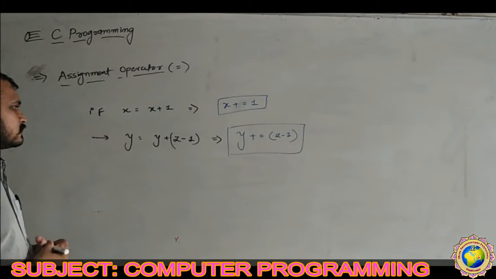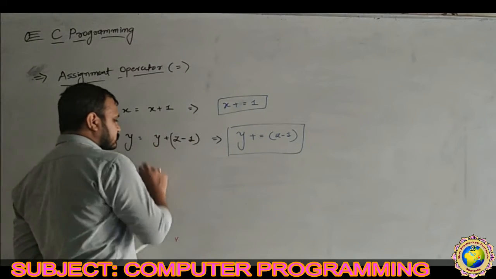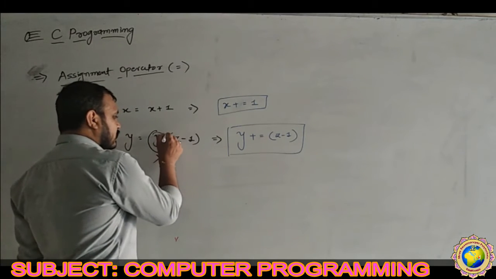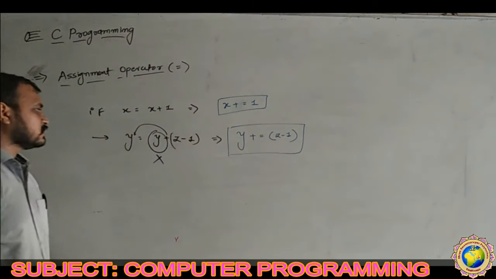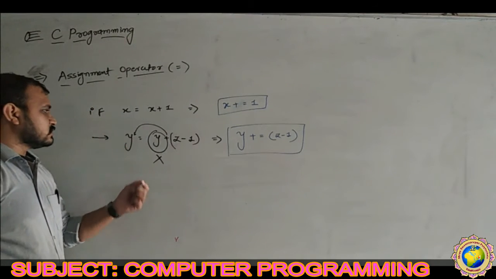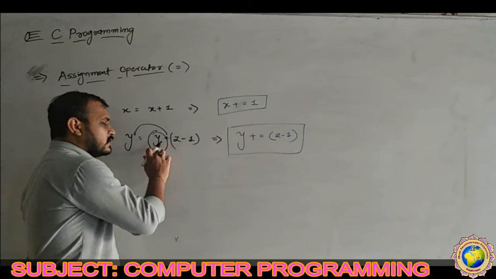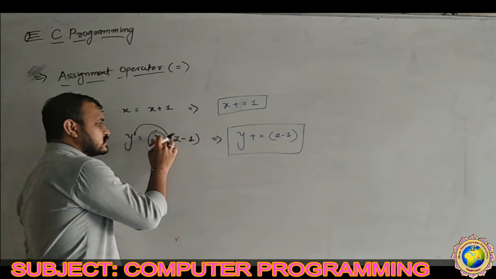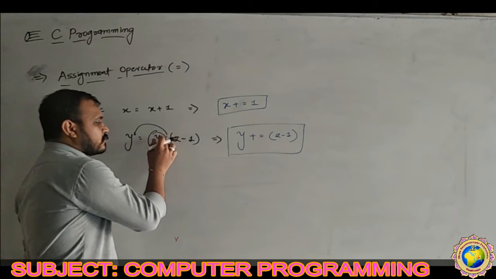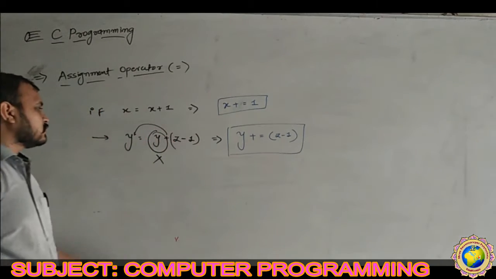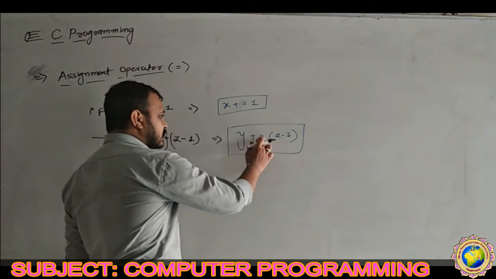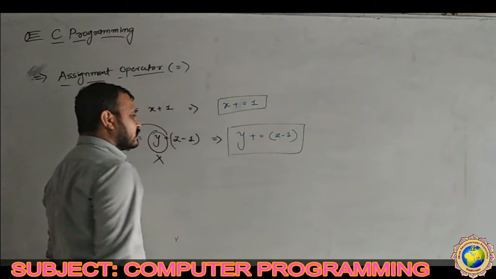Okay, so what we are doing in a shorthand method: we remove the repeated variable, that is the y, and we move this addition or plus operator to the front of equal to. Okay, so here you can say that y plus is equal to z minus 1.